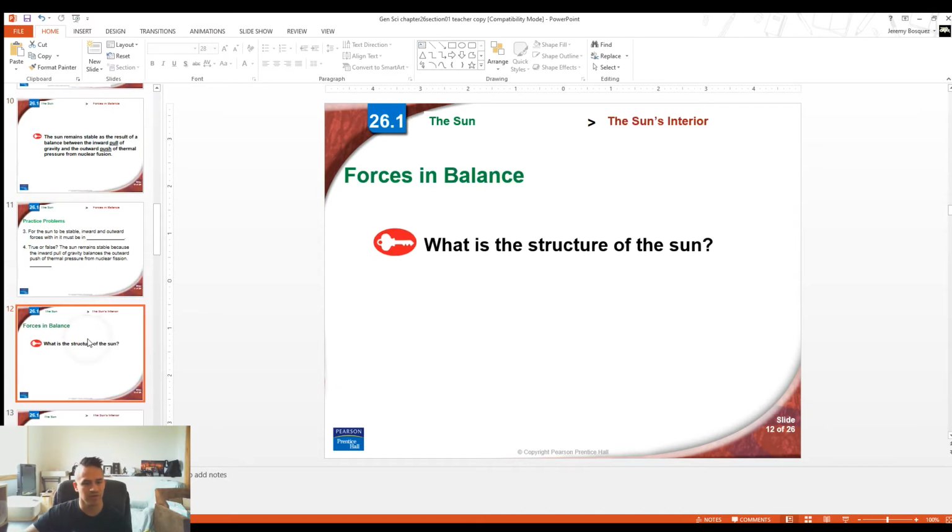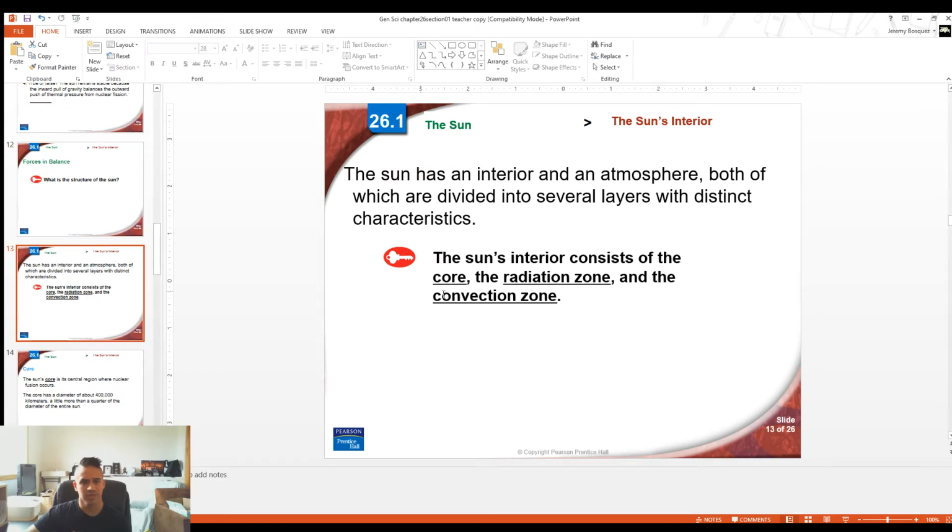All right. Moving on. So let's talk about the structure of the sun. The sun is actually made up of a bunch of different layers, sort of like an onion or like an ogre. Basically, we think of the sun in two distinct parts. There's the inner part and the outer part. So we're first going to talk about the inner layers, and then we'll talk about the outer layers.